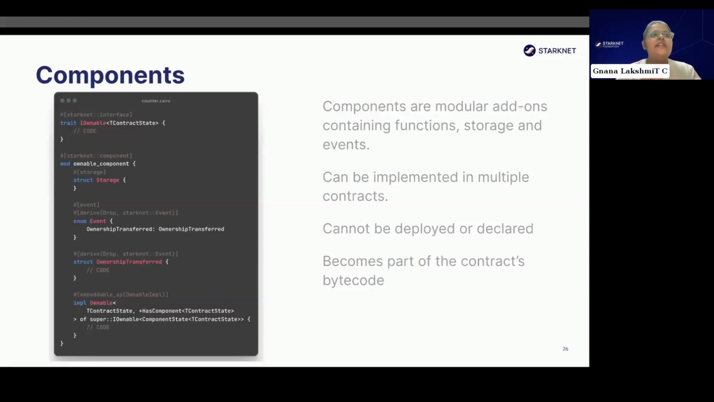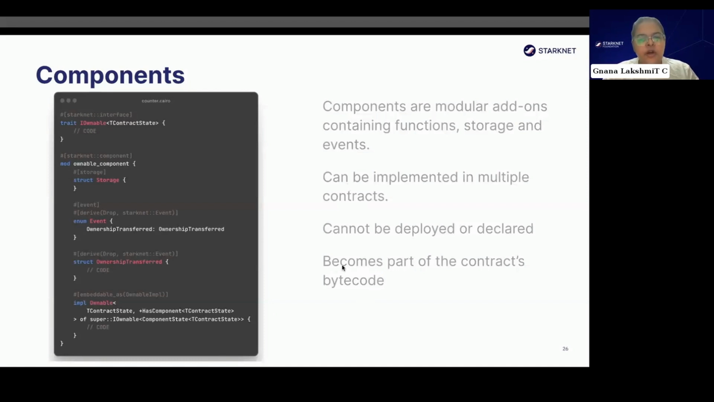So for example, think about an ownable contract, right? It is something very commonly used in Solidity, to check whether a particular contract address is actually the owner or not. So imagine that if you can publish that ownable contract as a component, you can use that component within your contract and call certain functionalities. So that's the whole point of components.